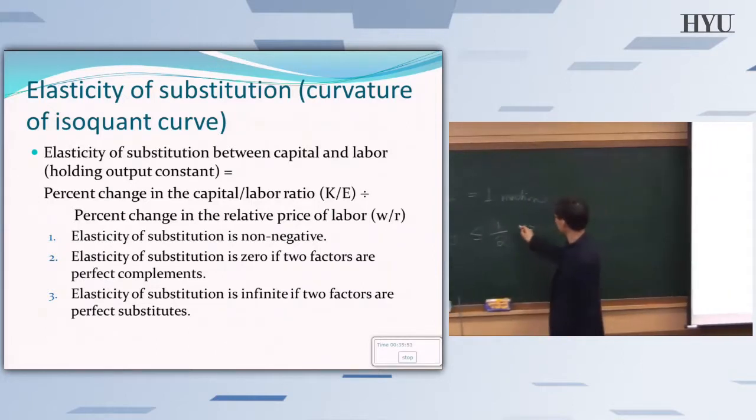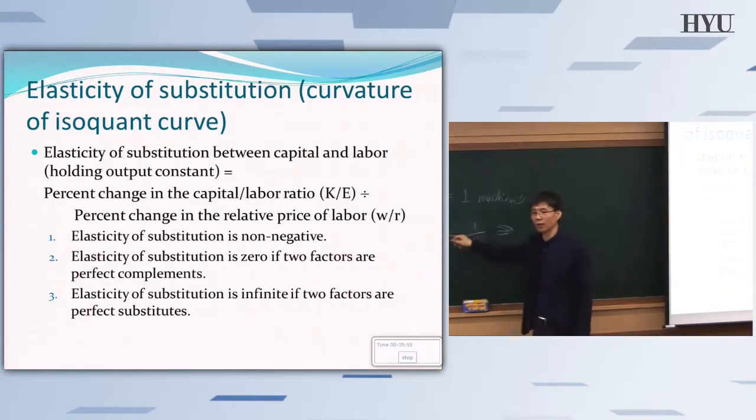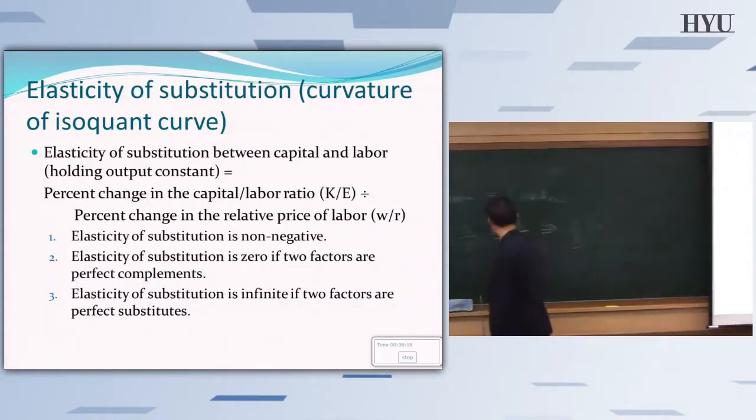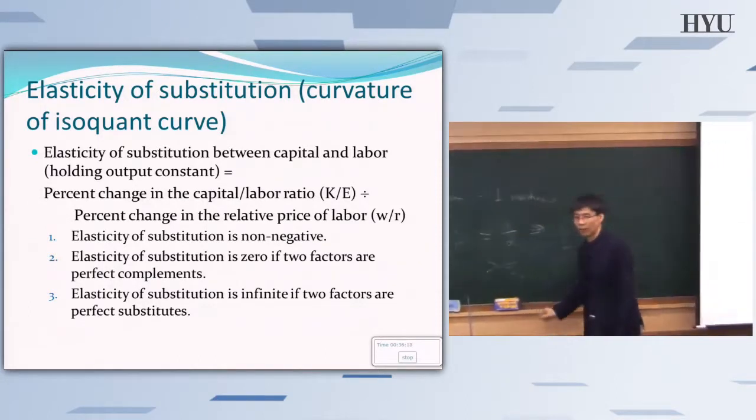So what it means is if W over R is less than or equal to one half, let's say you just put equal in here, you have K equals zero, L equals some number. The output, let's say, divided by its average productivity. But anyway, if it's greater than one half, then what happens?